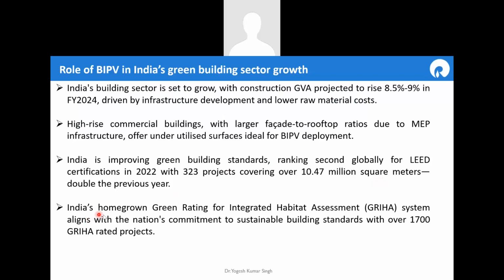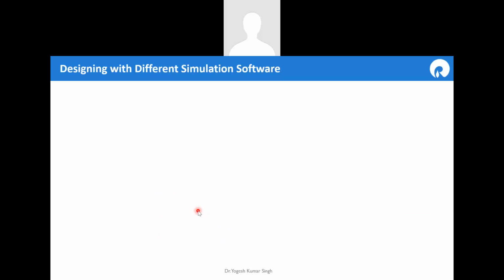And if you're talking about India's homegrown green energy rating, we have GRIHA, which is called the Green Rating for Integrated Habitat Assessment. Apart from that, we have the JAM portal for system designing. And if you're talking about GRIHA, around 1,700 GRIHA projects are rated under this particular green building initiative from the Indian side. So these are the things that will be done from here.